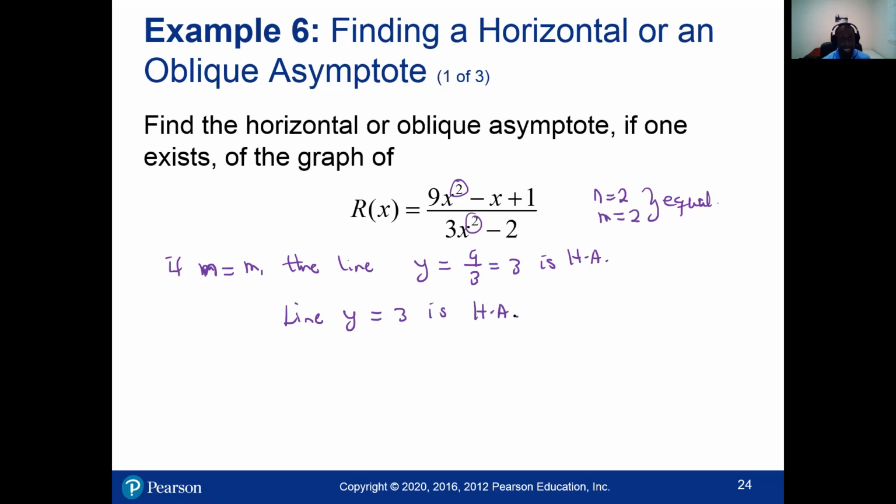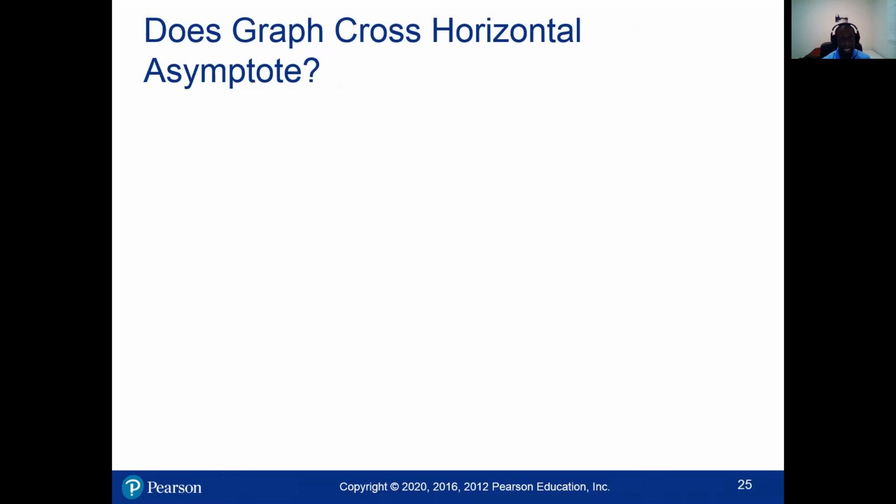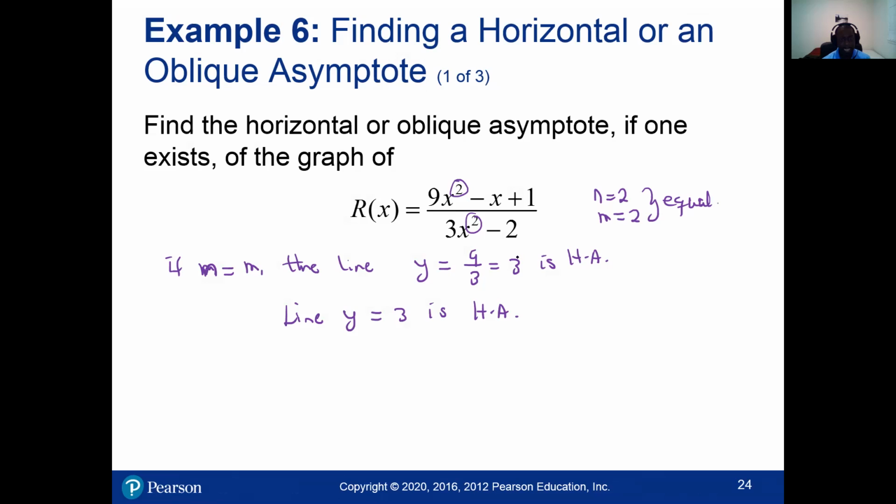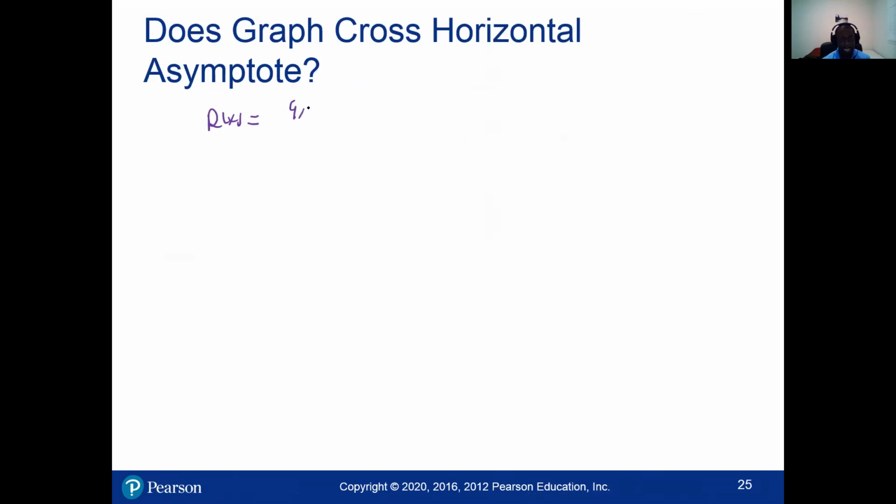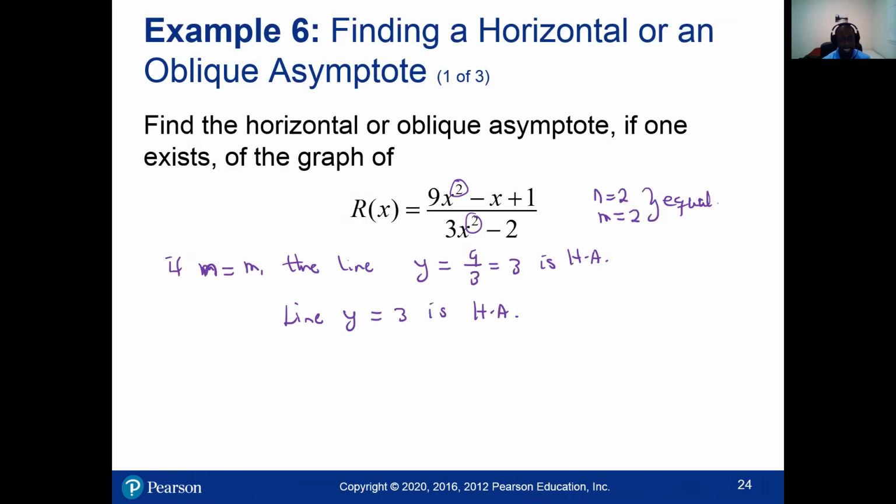So the line y equal to 3 is my horizontal asymptote. Here we want to see where this graph crosses the horizontal asymptote, y equal to 3. So let's answer that question. Does the graph cross it? What we do is, we have r of x, which is 9x squared minus x plus 1 divided by 3x squared minus 2.